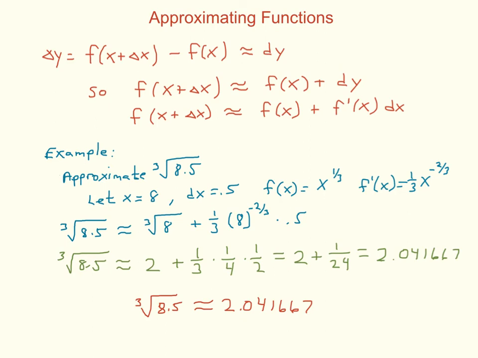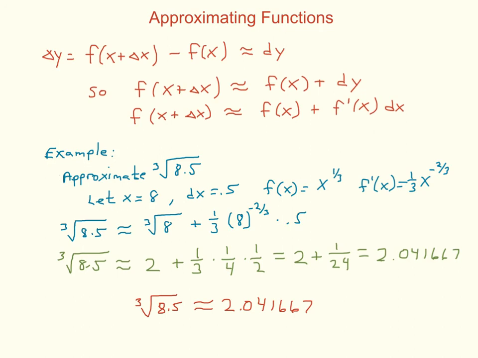Let's look at how this helps us out here. In this case, what we want to do is approximate the cube root of 8.5. If we didn't have a calculator, it would be kind of hard to get any type of accuracy with this. Well, what we can do with our idea up here is that I know that f of x plus delta x is going to be about equal to f of x plus f prime of x dx.